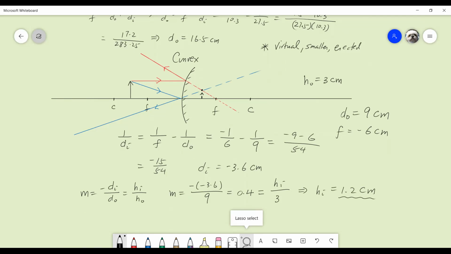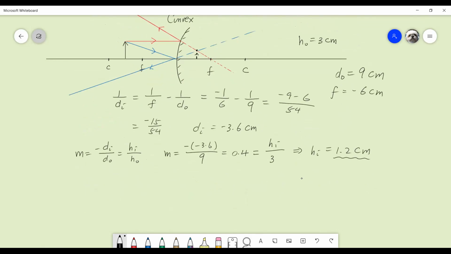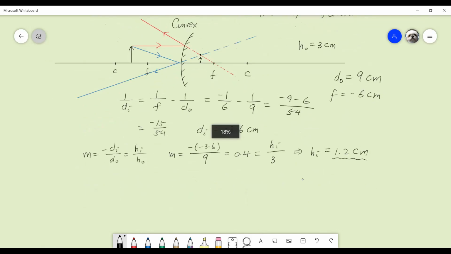Now you can go home and do this for the convex lens. Like I said, for the concave lens, I did 2 out of the 5 situations. For the convex lens, I can tell you that all the images are virtual, smaller, and erect. You can do all 5 situations: behind the C, between the C and F, at C and F, and in front of the F. Are you with me?